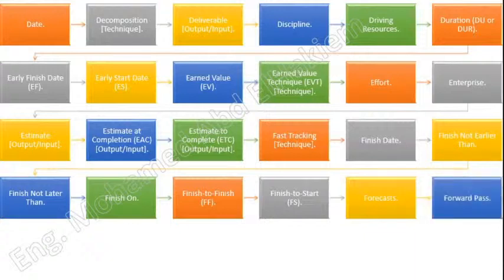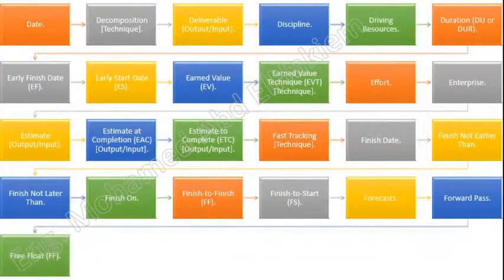Forward pass. The calculation of the early start and early finish dates for the uncompleted portions of all network activities. See also backward pass, schedule network analysis. Free float, FF. The amount of time that a schedule activity can be delayed without delaying the early start of any immediately following schedule activities.